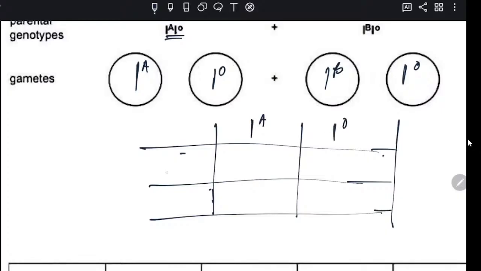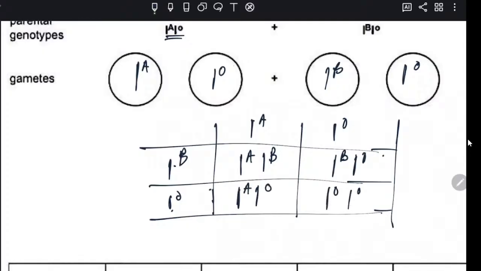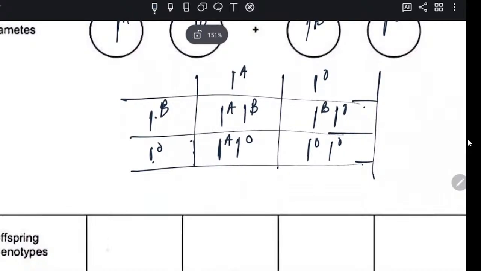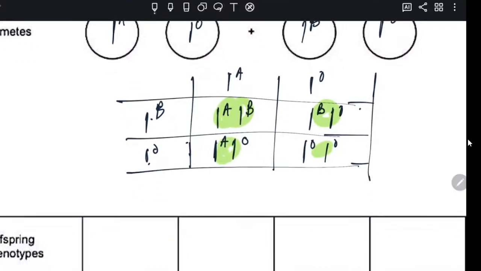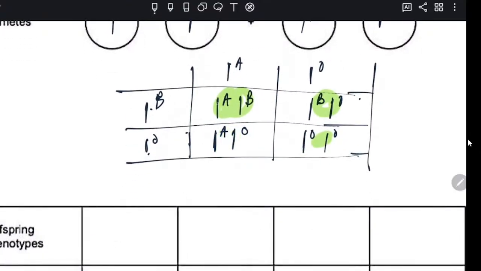IA, IO, IB, IO. IA meets IB, it will be IA, IB. IB meets IO, it will be IB, then IO. B starts before O. IA meets IO, it will be IA, then IO. Then IO meets IO, it will be IO, IO. Offspring genotypes, you just take from this bracket here. I mean, they gave you everything, they just wanted you to do this. So now you say the genotypes you take from the boxes.